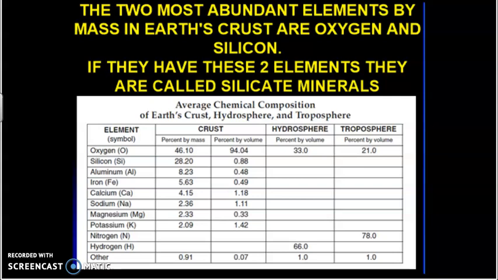This chart should seem very familiar to you. It's on the front cover of your ESRT, and it talks about the average chemical composition. If you look at the percent by mass in the Earth's crust, you'll notice that the two most abundant elements are oxygen and silicon. If a mineral has these two elements, they are called silicate minerals. It's a huge group of minerals.